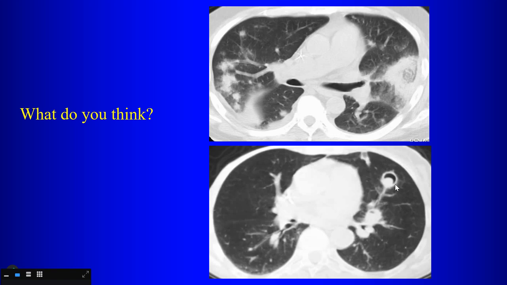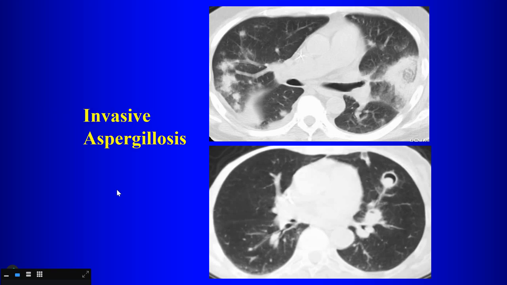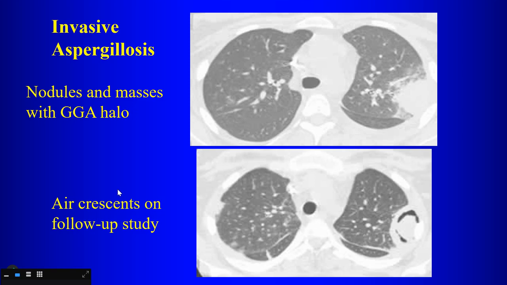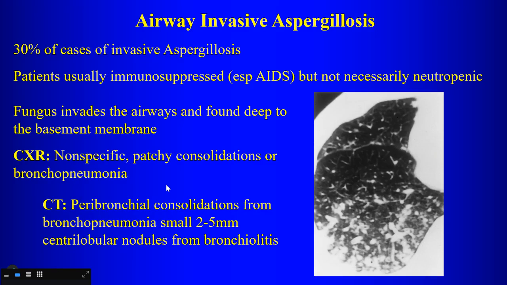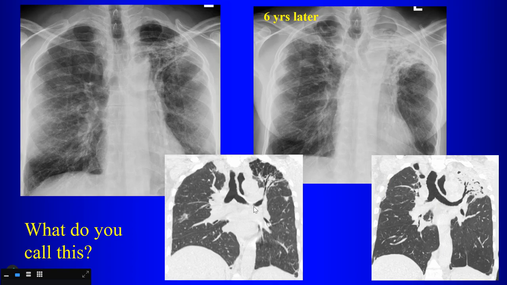And again, when the white count is coming back is when we expect to see the air crescent. So that's angioinvasive aspergillosis: nodules, masses, ground glass halos, air crescent signs on follow-up study. That's when the white count is improving. Typically, that's when you see the air crescent sign in the periphery. Now, there's also airway invasive aspergillosis that can affect the more distal airways. This tends to occur in patients with AIDS, so they can have tree-in-bud opacities and inflammatory changes in the distal airways. This we've covered before.